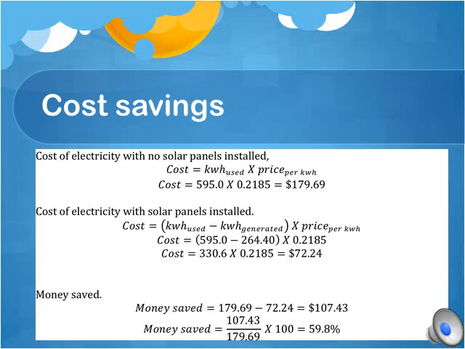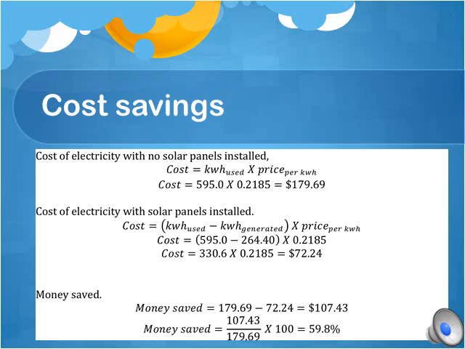These costs are shown in a formula for a system with no solar panels installed. The next formula, under the heading cost of electricity with solar panels installed, is worked out by subtracting the kilowatt hours generated from the total kilowatt hours used and multiplying the result by the unit price of 0.2185. From this, we obtain the price of $72.24. Subtracting this amount from the previous amount, we get a saving of $107.43. For the total amount of money saved, this is a saving of 59.8% of the total electricity usage charge.